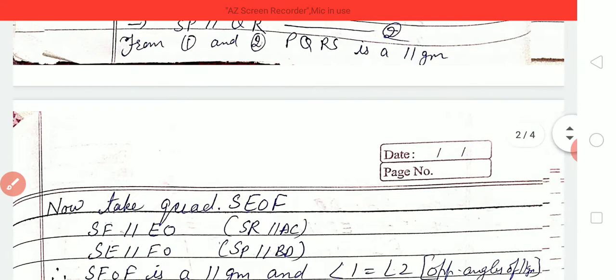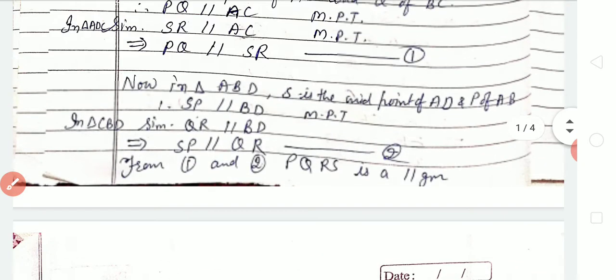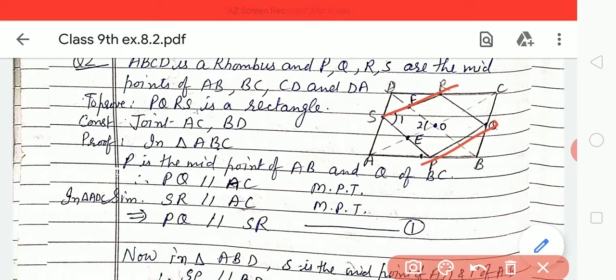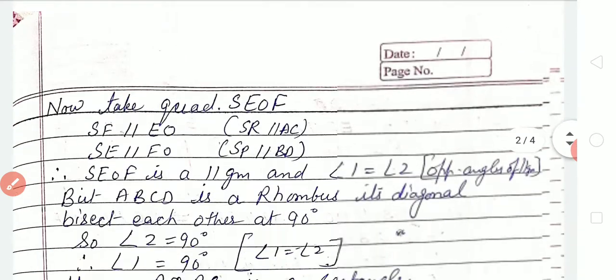So from 1 and 2, we have proved that this is parallel to this and this is parallel to this, so that PQRS is a parallelogram. So first we have proved the parallelogram, but we are given to prove the rectangle. So what we need to show is that this angle is 90 degrees and this is also 90 degrees, that we have to show here. So let us take this triangle and this triangle and let us show.